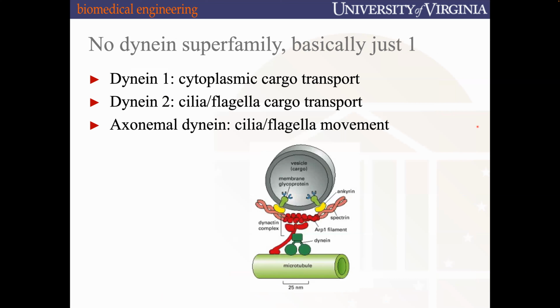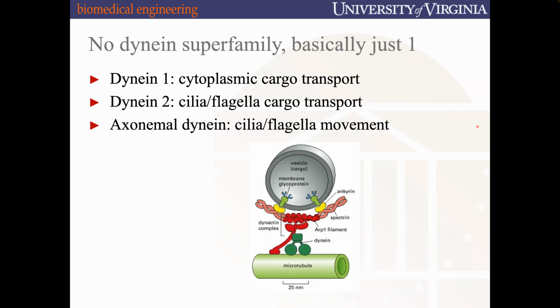So dyneins, on the other hand, are not part of a superfamily. There's basically just one that is doing this cargo transport. Dynein 1 is the primary dynein that's utilized for cargo transport. Dynein 2 is specific to cilia and flagellar cells, where the axonemal dyneins are the ones that are creating the motion in the cilia and flagella.